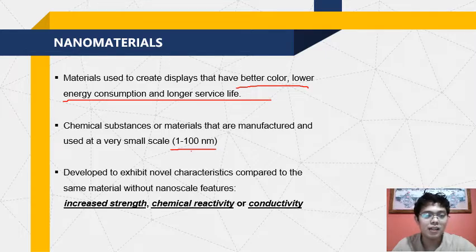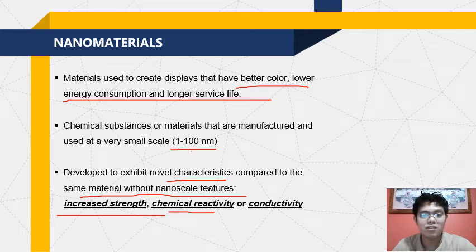And they are able to develop and exhibit novel characteristics compared to the same material without nanoscale features, like increased strength, chemical reactivity, or conductivity. So, for example, a steel, when compared to an alternative nanomaterial, that alternative nanomaterial would have better strength, better chemical reactivity, and conductivity.